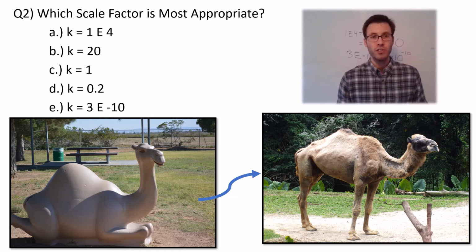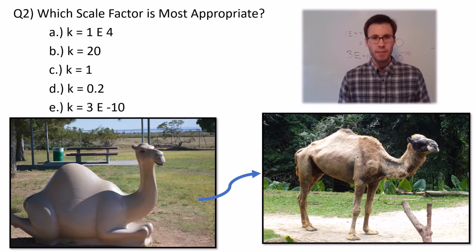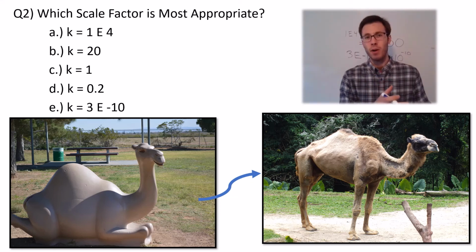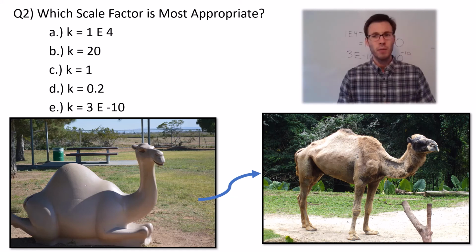All right, let's go into question two. Which scale factor would be most appropriate here? The camel in the picture on the left is larger than the picnic table. Are we going to take the length of that thing and multiply it times 1e to the fourth? I would not say that the camel in the figure on the right is going to be that large. No, I would not say that.